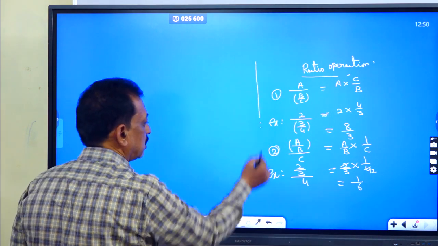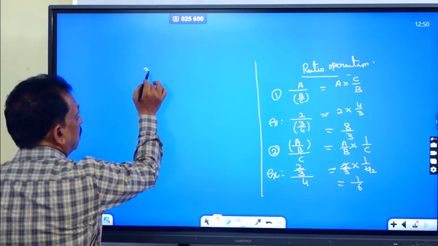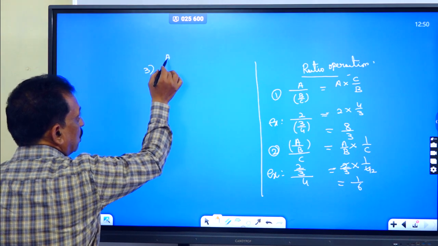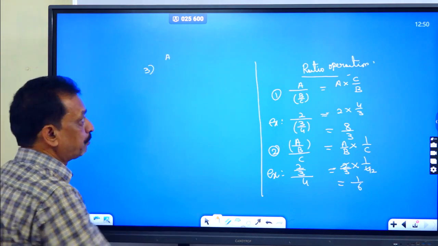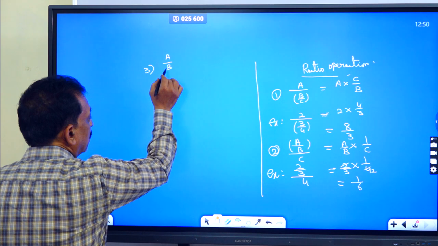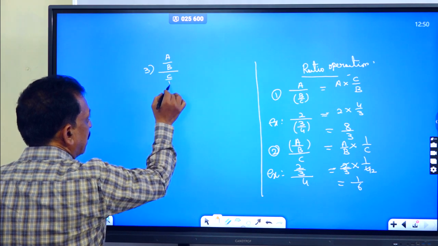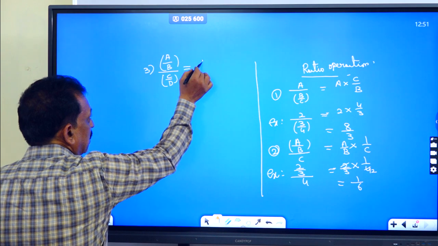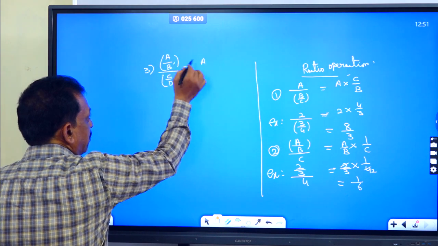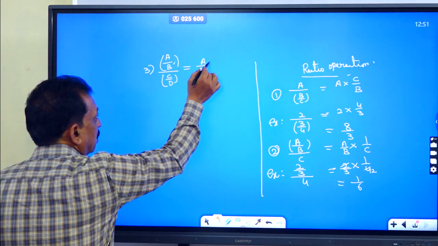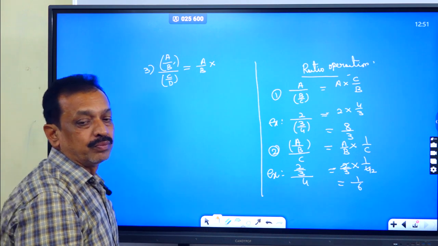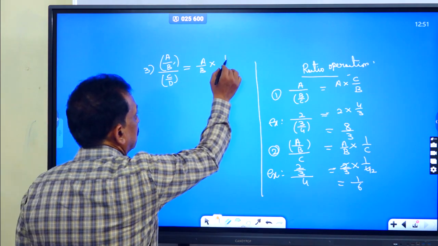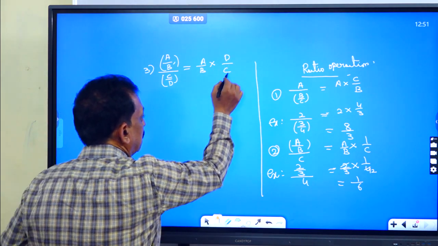Now, next. Third one, both numerator and denominator are ratios. That is A by B divided by C by D. They won't give any brackets. We are writing brackets only. The numerator is A by B, A by B into D by C. D by C.